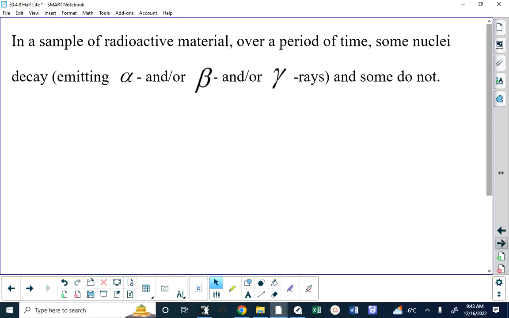When you have alpha, beta, and gamma decay happening, you have a lump of radioactive material, and some of the nuclei may remain the same for years, and then all of a sudden, out of nowhere, an alpha particle comes out. A perfect illustration here is if I take this beta source, right? And I don't know what the year on this is.